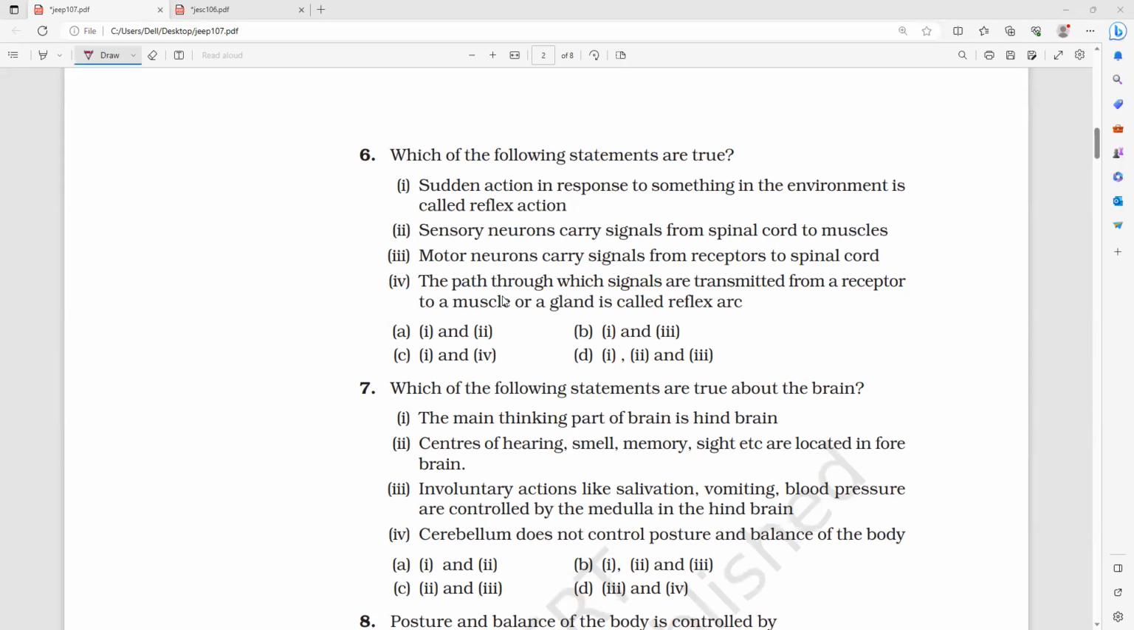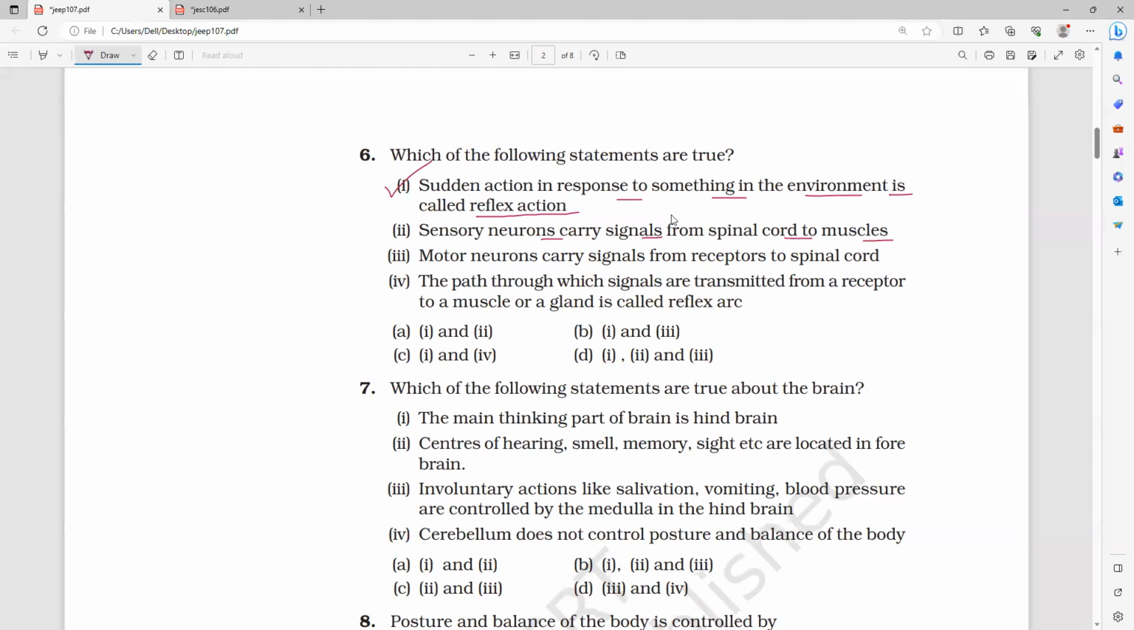First one: a sudden action in response to something in the environment is called reflex action. Is it right or wrong? If you touch a hot plate, immediately you will drop the plate. That is what we call reflex action. Is it right or wrong, girls? Yes, sir. Sudden action in response to something in the environment is called reflex action. Yes, it is true.